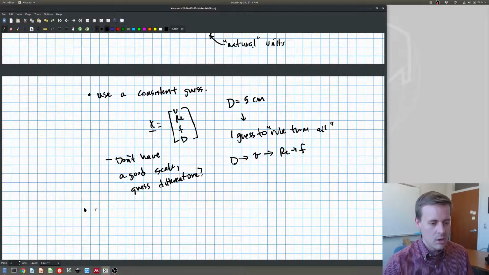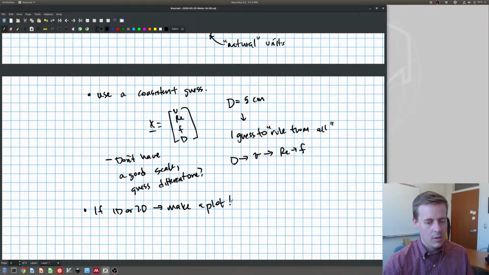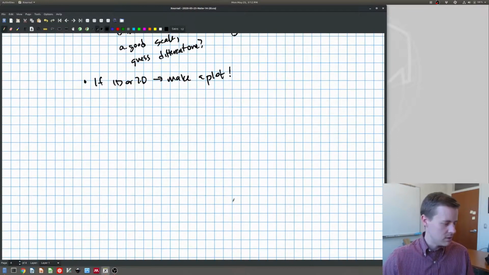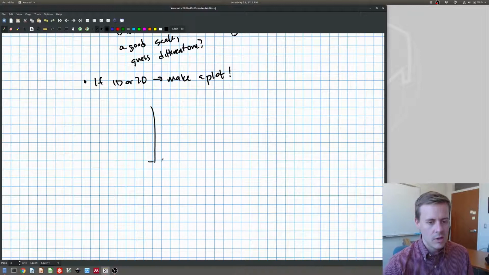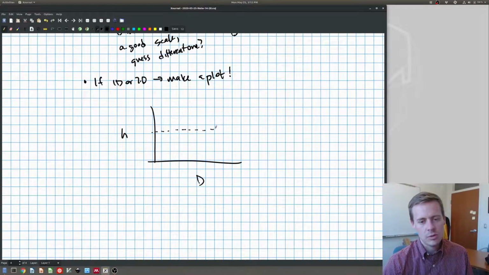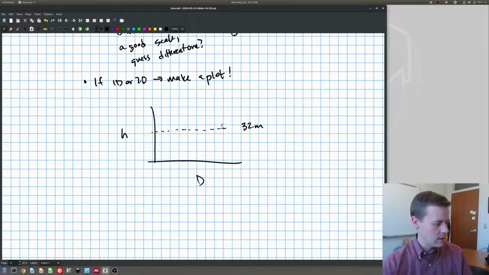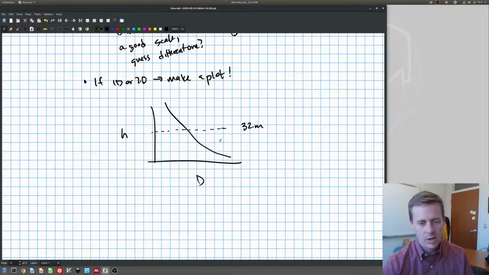Okay? The next one is if it's 1D or 2D, make a plot. Sometimes, if you've got something simple, say I have the head versus the diameter, and I said this is equal to 32 meters. Oops, not 22. This is going to be 32 meters, all right? That's what I said was incoming, and on the other side I had this other piece: h is equal to minus v squared over 2g times L f over d equation, right?